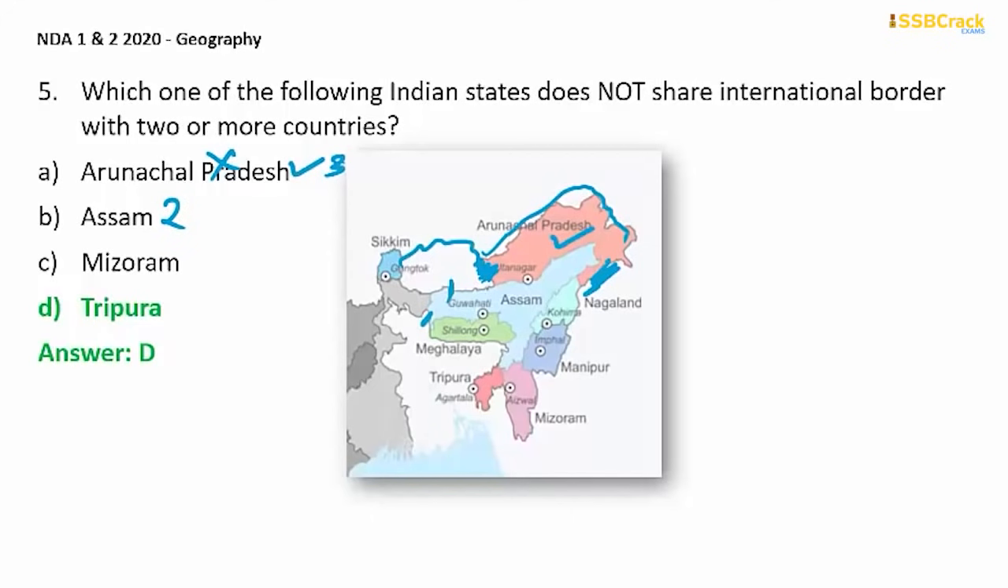Same for Mizoram. Mizoram shares its boundaries with Bangladesh over this side, and then Myanmar on the eastern side. So Mizoram is also one of the states which shares its boundary with two countries. But Tripura is the only state among the mentioned states which shares its international boundaries only and only with Bangladesh. So this is the correct answer, and this will be the correct option, option D.